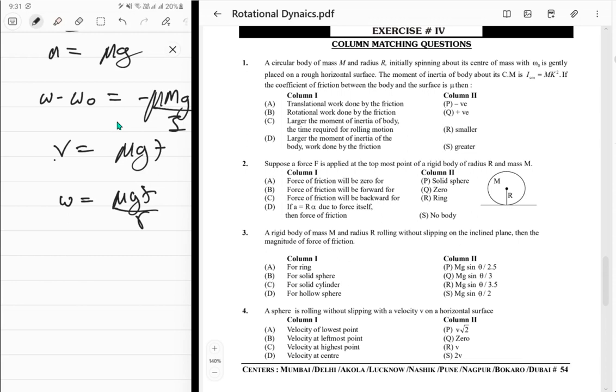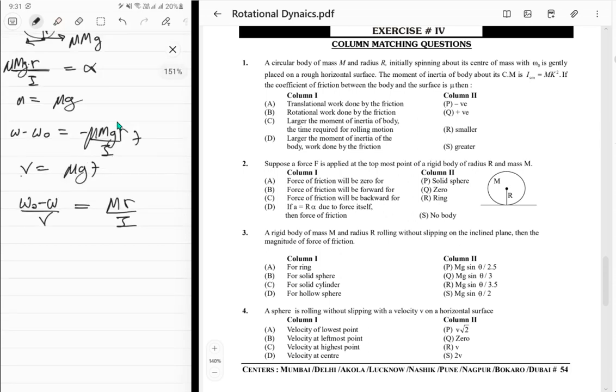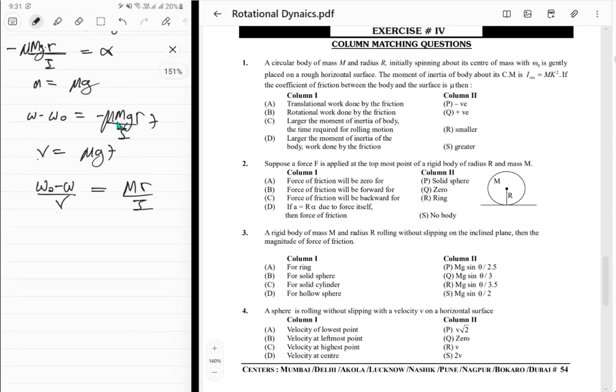Well, let's not do that. Let's not do this. Instead, we will eliminate t right away. So just divide these. It's going to be omega naught minus omega upon v is equal to, so this is just division, it's going to be mr upon I. That's weird. And what will happen is that v should be omega r for pure rolling.